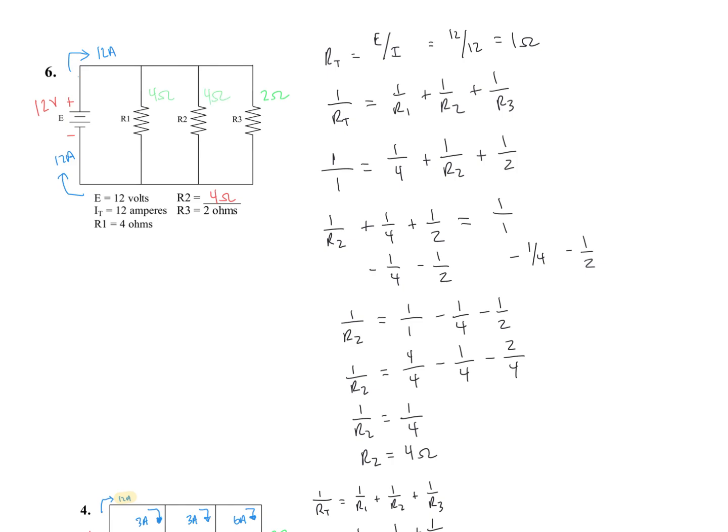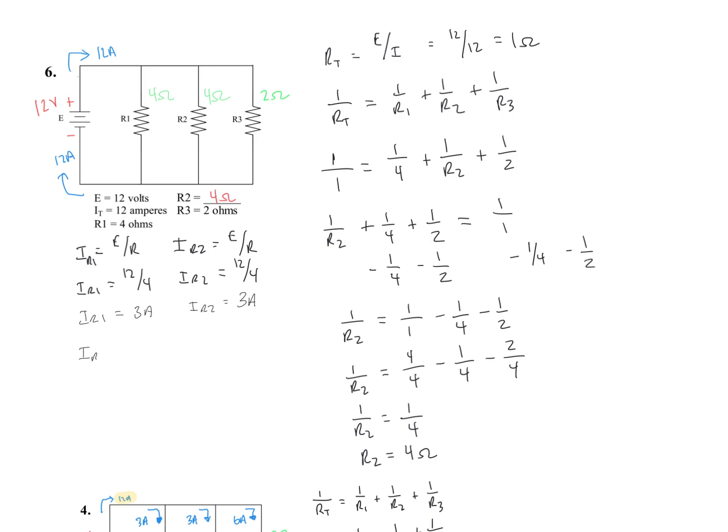Okay. And then if we want to determine again current for these branches, that is equal to voltage divided by resistance for IR1. IR2 will be the same. We have 12, and we have 4 in this one. And IR2, we have 12, and we have 4 in that one as well. So IR1 is 3 amps and IR2 is 3 amps.